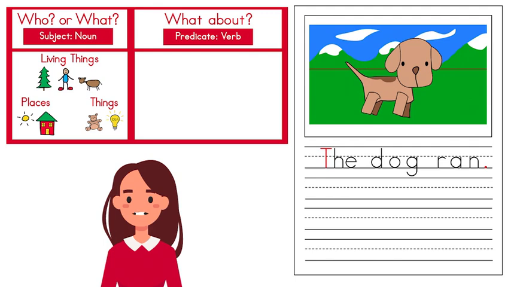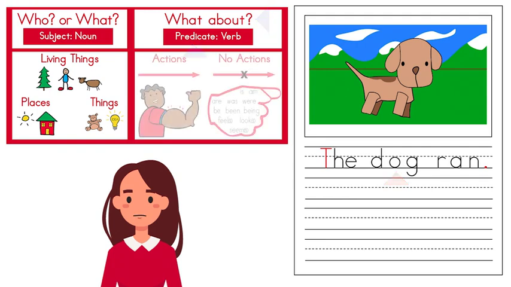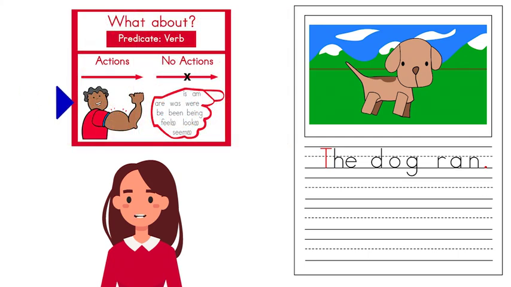Next is step 2. That job is the predicate. The predicate always asks the subject, what about? What about the dog? The predicate will tell the action of the dog or what the dog is. Look, our action and no action verbs are on the chart under the predicate. Our action verbs will tell what the dog did. The dog ran. Yes, that tells what the dog did.